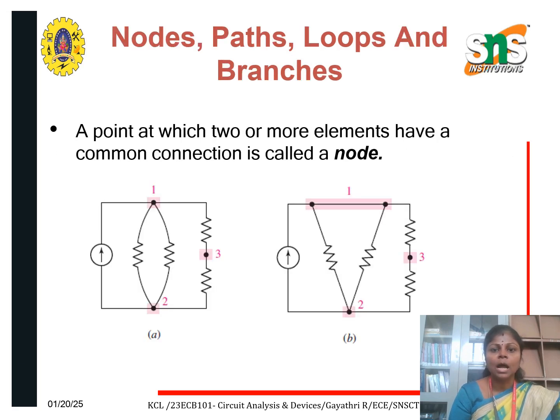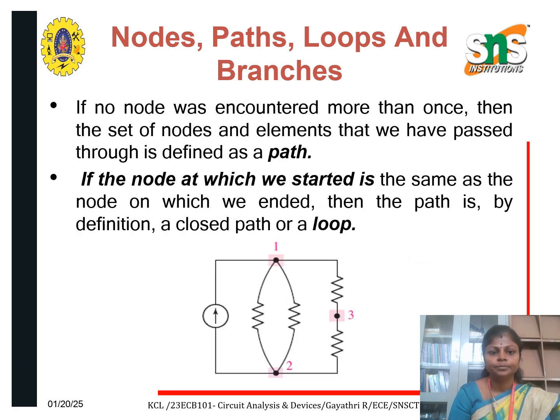The nodes, paths, loops and branches. A point at which two or more elements have a common connection is called a node. In figure A, the nodes are represented as 1, 2, 3. In figure B, also 1, 2, 3. Two or more elements having a common connection is termed a node.